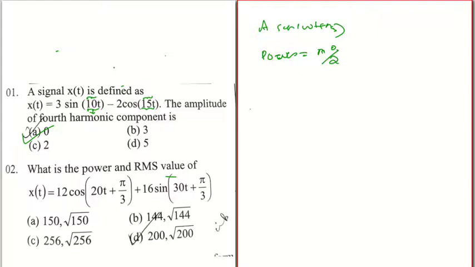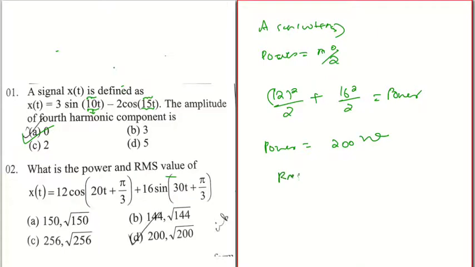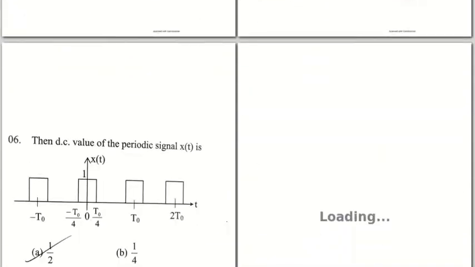So, here also the power will be equal to 12 square divided by 2 plus, that is for 12 cos 20t plus pi by 3, and the next one will be 16 square divided by 2. This is the total power, okay. So, calculating, we will get it is equal to 200 watt. The RMS value equal to root of power which is equal to root 200. Okay, option number D. Okay, now let's do the next question.